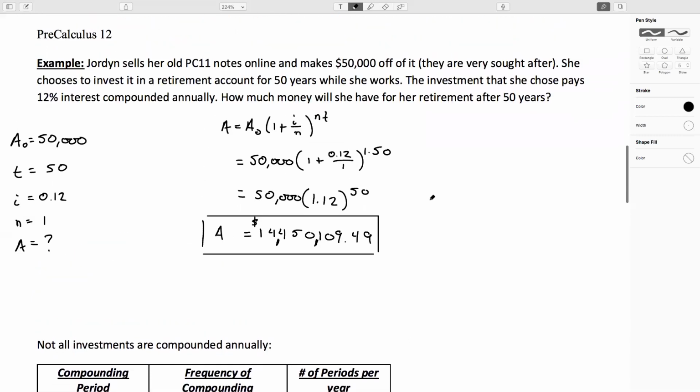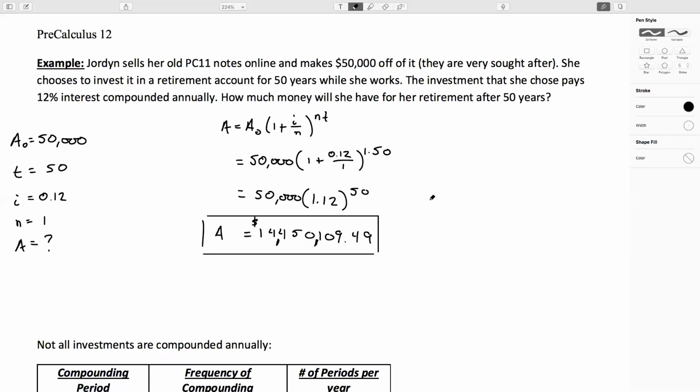Now, there's a couple things we should talk about here. We'll talk about why this is unrealistic. First of all, you've got to have 50 grand, and you need to not only have it, but you need to not be able to touch it for 50 years. You also need to earn 12% interest, which is not very easy to do. It's doable. You can do it in the stock market, but you're going to take risk, and you're not likely going to get that consistently for 50 straight years unless you're a very savvy investor.